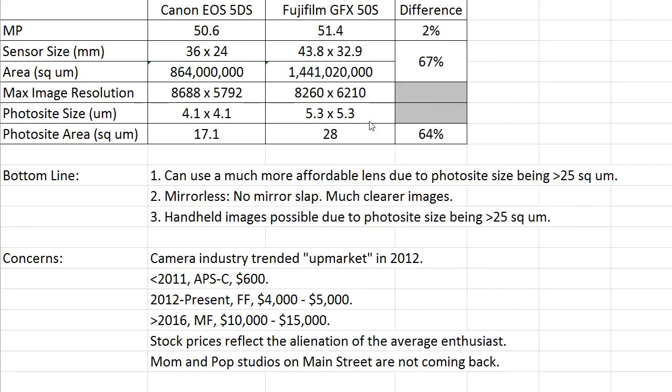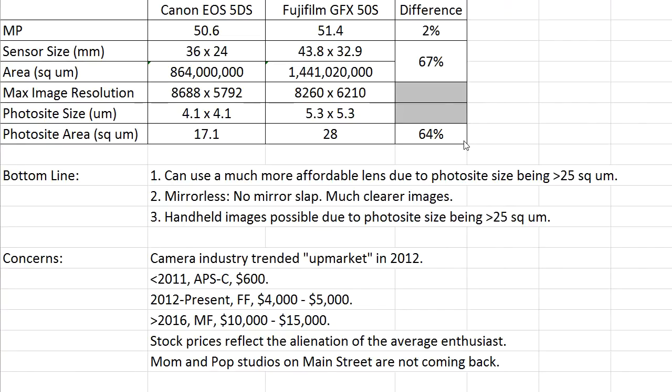Okay, so again, Fujifilm kept the per pixel or per photo site surface area greater than 25 square microns. So we see here they even allowed a little buffer of 3/10 of a micron. Okay, so they're at 5.3 by 5.3 for 28 square microns. So let's talk about, again, the surface area is 64% larger than the 5DS photo site. So that's 64% more light gathering ability, which is going to be reflected in, number one, your image quality. It's going to be a cleaner image.